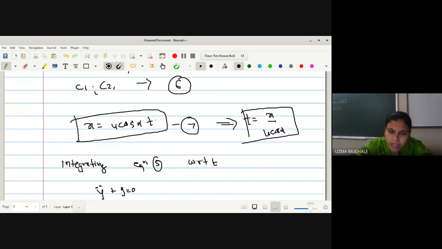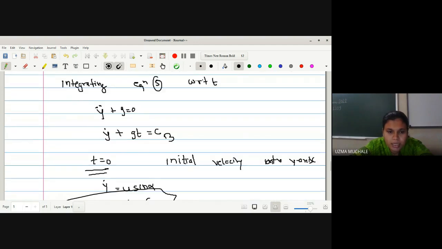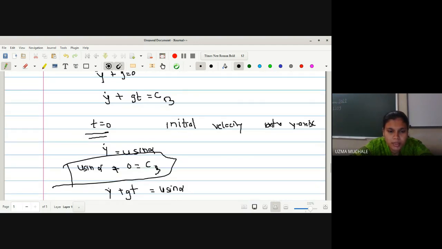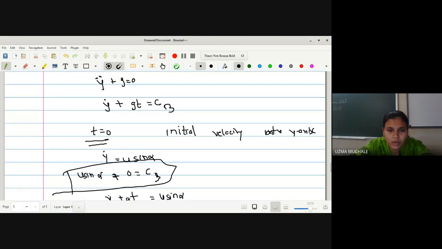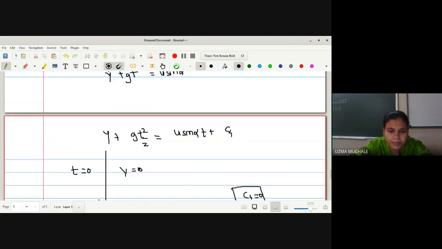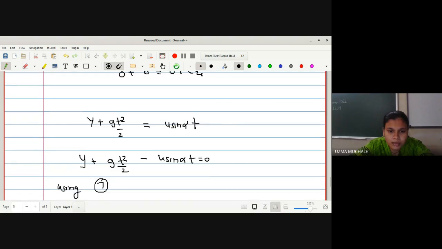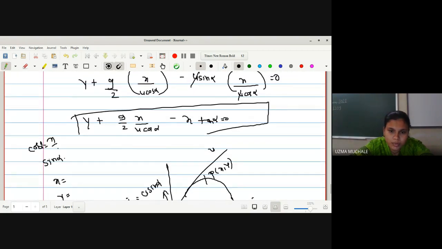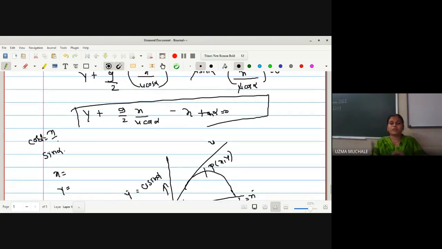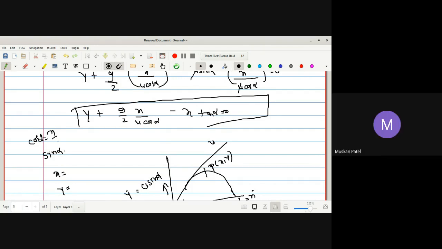So from equation 7 we can get the value of t, which can be substituted in our equation 5. Okay, after solving equation 5, we substitute it and you get the result. This is what you required: the equation of motion in case a particle is projected with some initial velocity u making an angle alpha with the horizontal line.